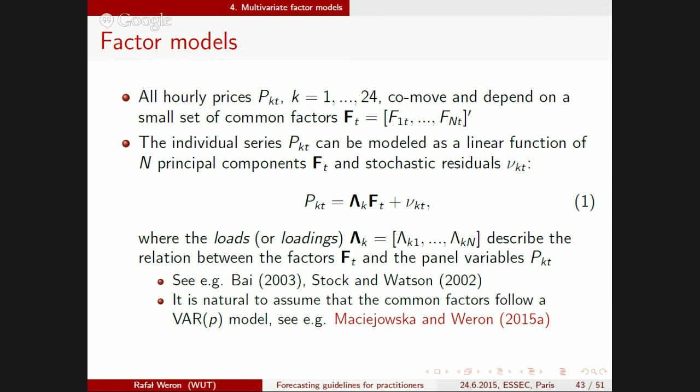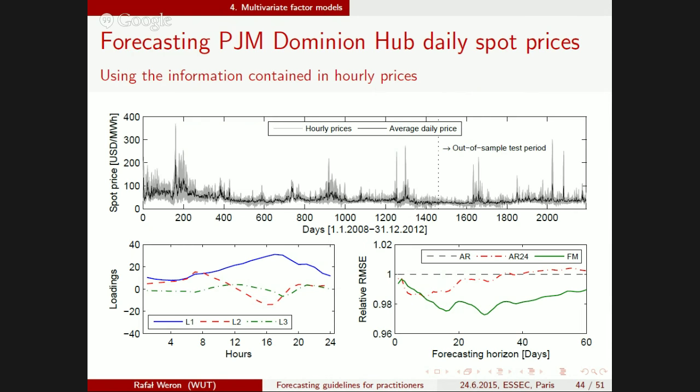This kind of thinking was very popular in macroeconometrics. There are many techniques developed for this, and it has been recently applied also in electricity markets. In this example, we are looking at hourly prices. This is PJM Dominion Hub, and this is the average daily price, the black one. The 24 series are in gray, so they are overlapping. You don't see the individual series, you just see a kind of cloud. And now we want to extract the information out of this vector of 24 prices and use just the most important information in those prices to build an autoregression model to predict the daily price for the next day.